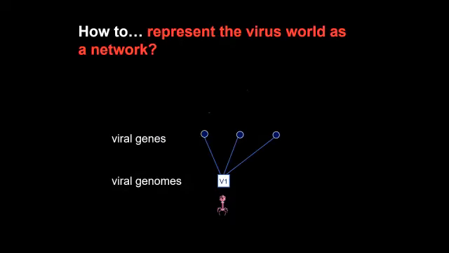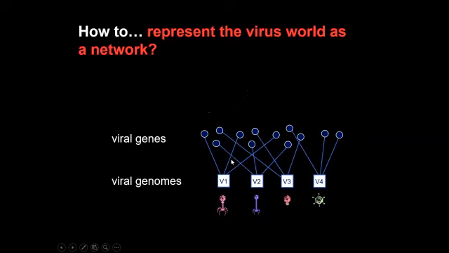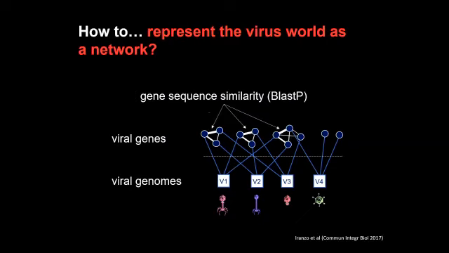We start with a collection of viral genomes, and for each viral genome here, we identify the genes that it has, and then we connect the genome to the genes. Okay, so genome and genes. Now we do that for many different genomes. So far, we just have the genomes connected to the genes. The next step is to identify which genes correspond to each other.